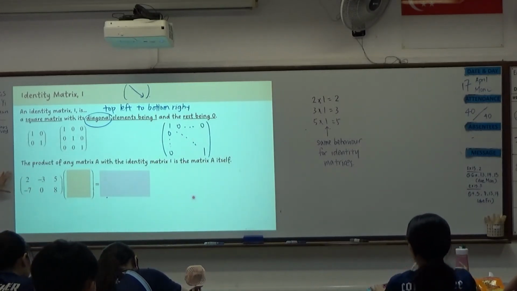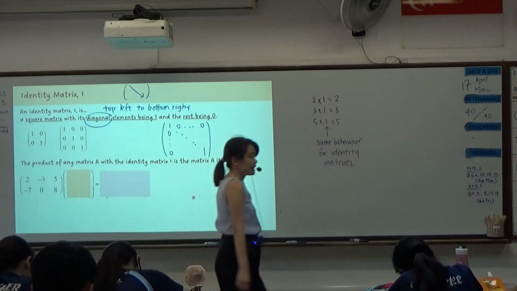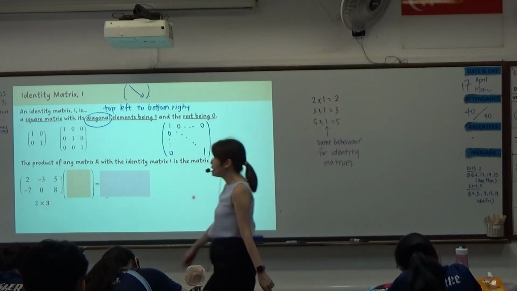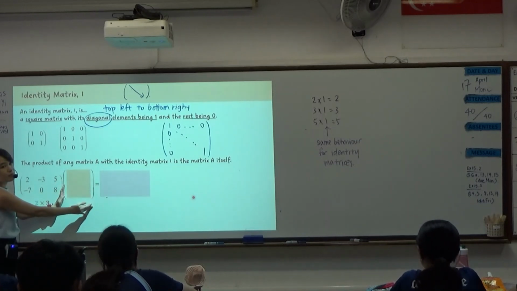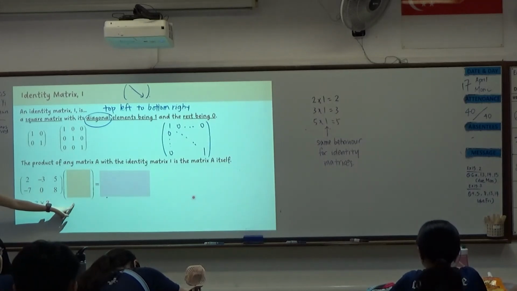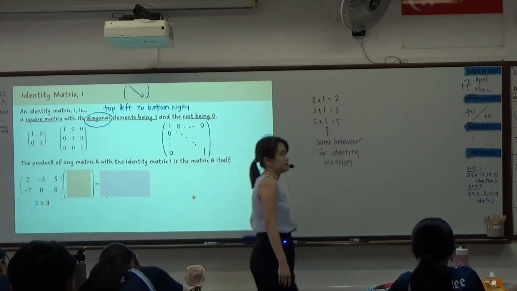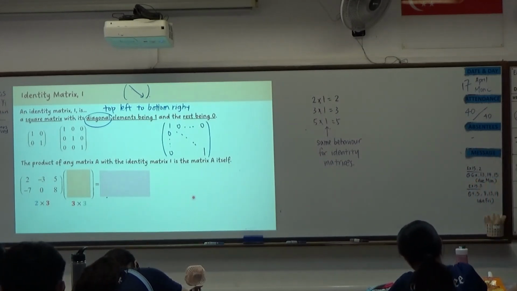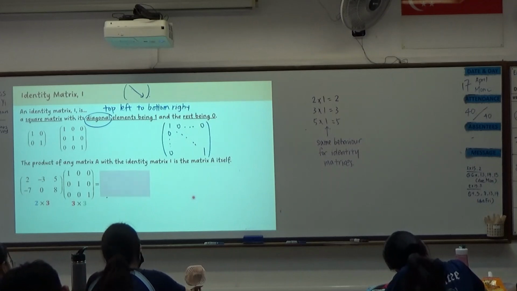So, for example, in this matrix with 2, -3, 5, -7, 0, 8, it is a 2 by 3 order. We know that the number of columns on the left must be equal to the number of rows on the right. Therefore, the identity matrix must start with a 3 for its order. Since it is a square matrix, it must then be a 3 by 3 identity matrix. There is no other size or order that will actually be suitable.